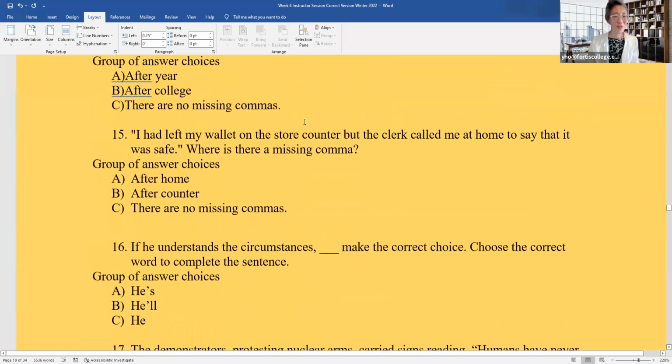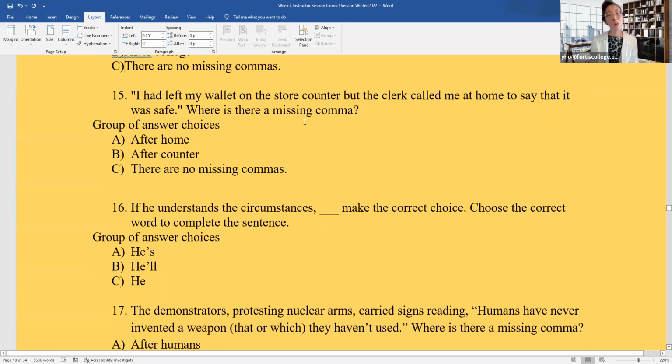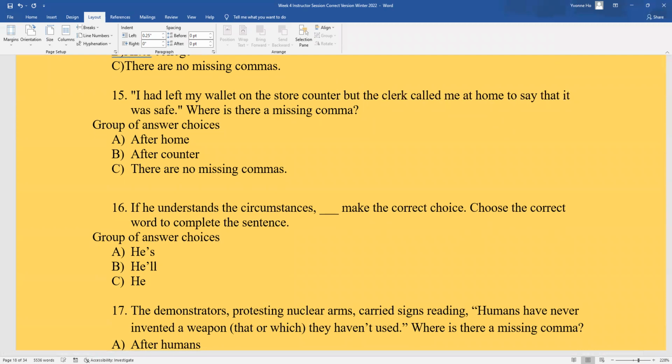Always with this question. I had left my wallet on the store counter, but the clerk called me at home. Where is there a missing comma? B. After counter, because of but. Here you have a FANBOYS conjunction, okay? So anytime you have a FANBOYS word, for, and, nor, but, or, yet, so, in a compound sentence, you need a comma.